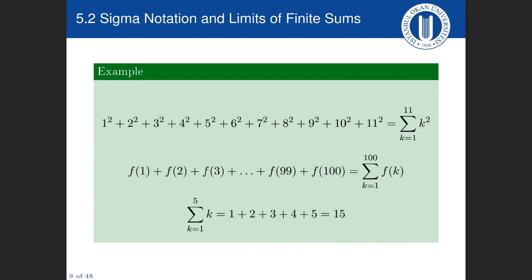Or in my next example, I have 100 numbers added together. f of 1 plus f of 2 plus f of 3 plus dot dot dot plus f of 99 plus f of 100. I can write this as the sum of f of k from k equals 1 to k equals 100. Or going the other way, if I see the sum from k equals 1 to 5 of k, then I know that means 1 plus 2 plus 3 plus 4 plus 5. Start at 1, finish at 5. Add these up, we get the number 15.